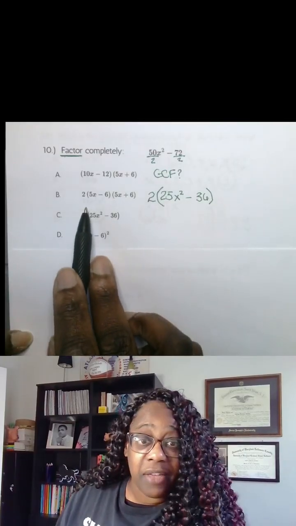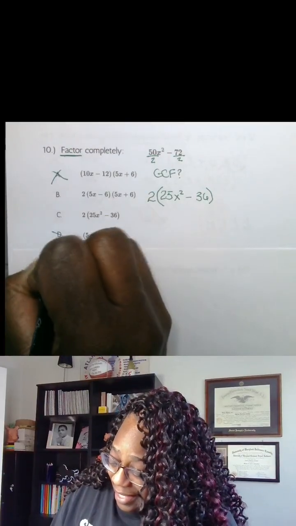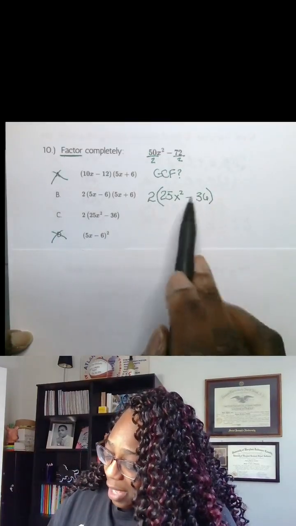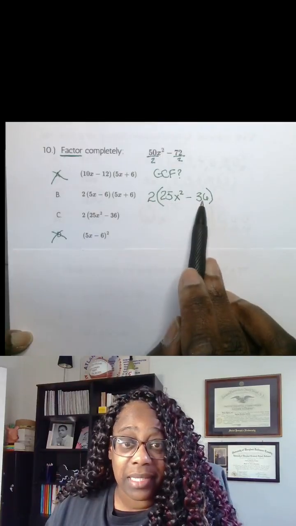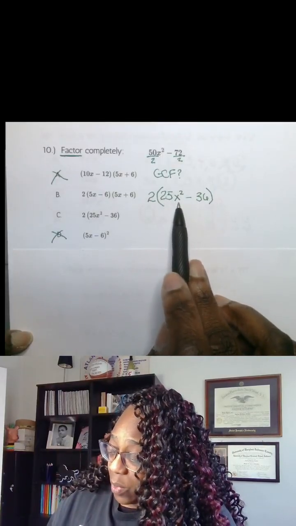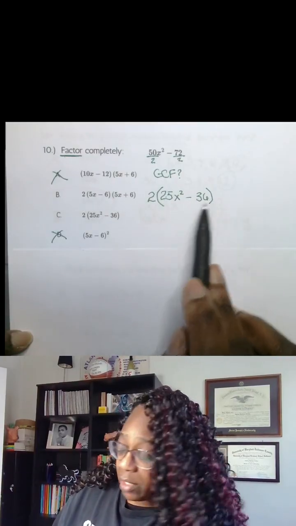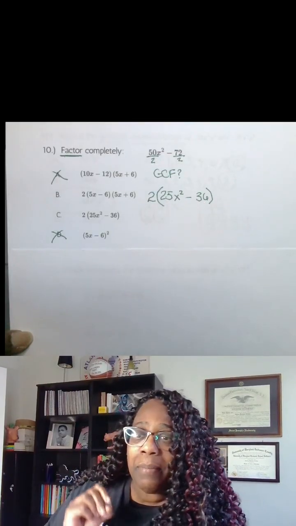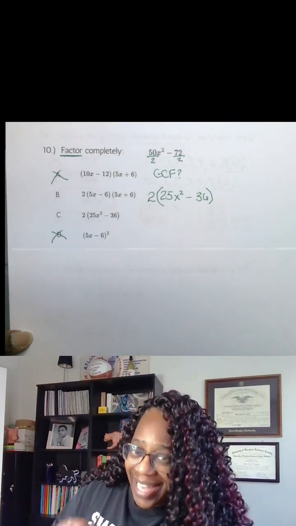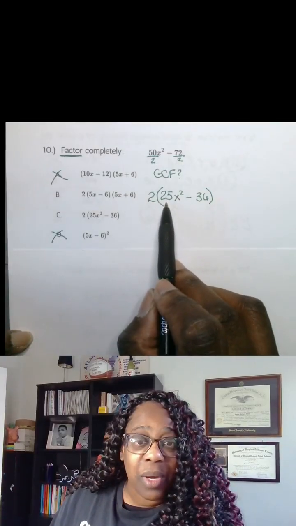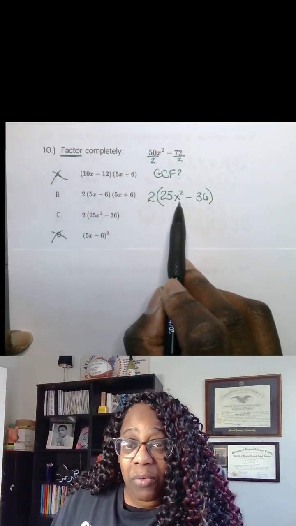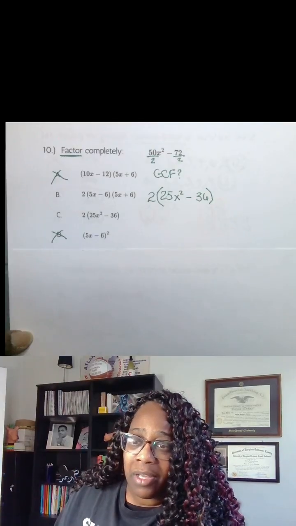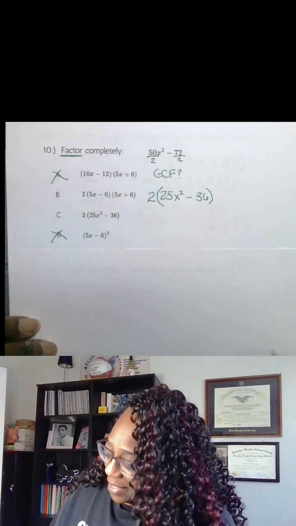So since I have a GCF of 2, that means A and D are both gone. Okay? So now I need to take a look inside this parenthesis. So I have my 25x squared minus my 36. Well, 25 and 36, they're called perfect squares. Because if I try to take the square root of 25, the square root of x squared, and the square root of 36, I'm going to get a perfect number. Okay, learned this yesterday in college, see?